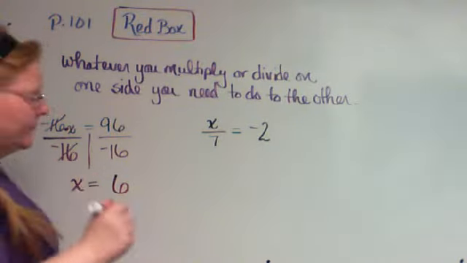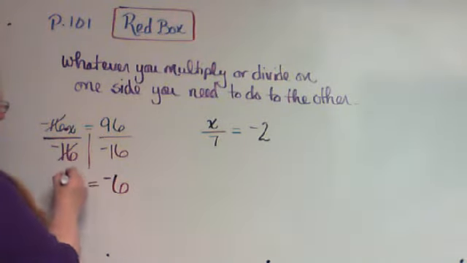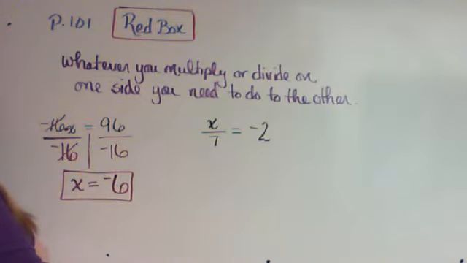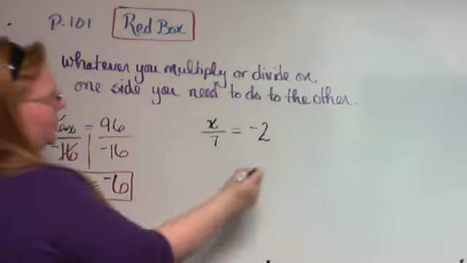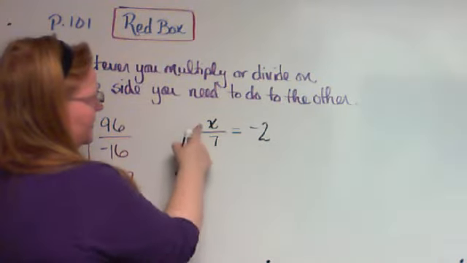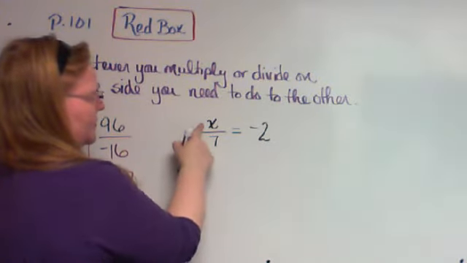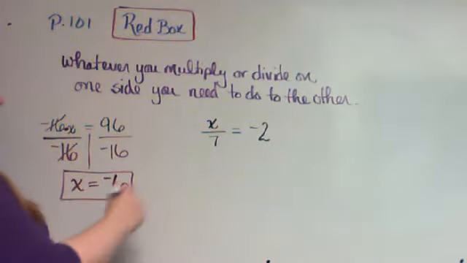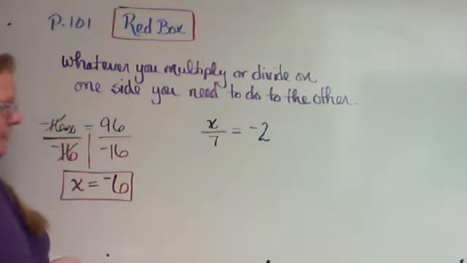Negative. That's good. Negative 6. I know I'm done because I have just a letter left. Over here, I have x on top, 7 on the bottom. I still want to get the x by itself. How is the x connected to the 7?